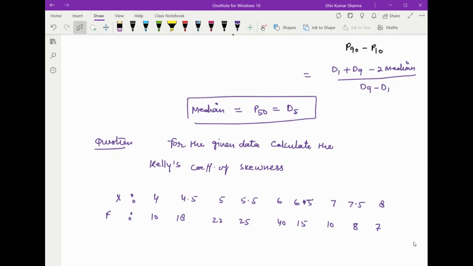In the next class we will also discuss how to calculate skewness with the help of moments. Then we will move to kurtosis. So in the next lecture we will try to cover both moments and kurtosis.